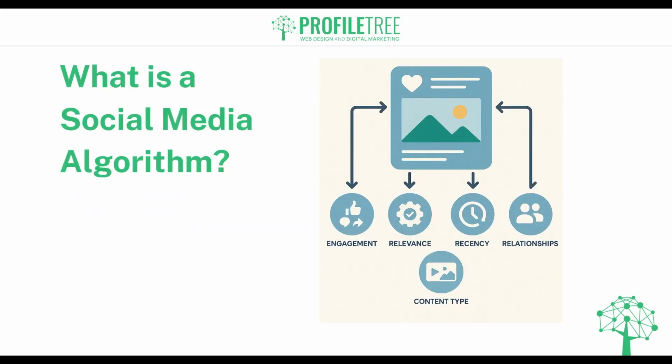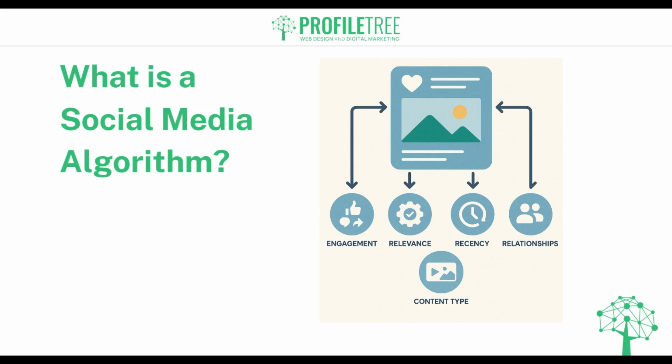So let's have a look at the first section here. What is a social media algorithm? So what exactly is it? In simple terms, an algorithm is a set of rules or formulas used by platforms like Facebook, Instagram, TikTok, and Twitter to decide what content gets shown to you.